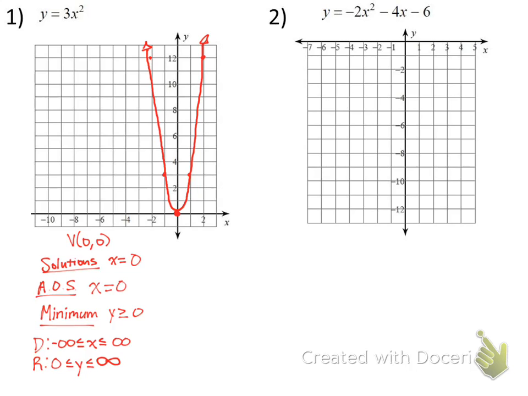Okay, watch me do number 2. One more time, ready? Here we go. Number 2, you're going to do your vertex, which is -b over 2a, which is going to be -4 over 2 times -2, which is going to be -1. Okay, plug that back in. -1 squared is 1 times -2 is -2. Negative 4 times negative 1 is positive 4. So we got negative 2 plus 4 is 2. Minus 6 is negative 4. Right?